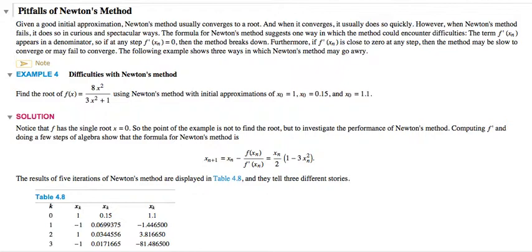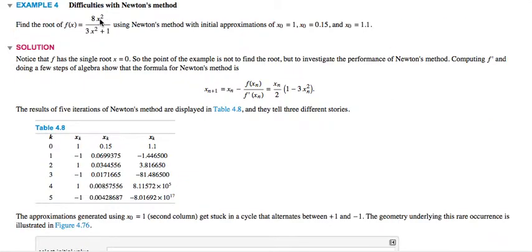Now this has to do with sequences and series, something that most people study in a pre-calculus course. But let's see what happens. So here we have f(x) = 8x^2 / (3x^2 + 1). We're going to use Newton's method with an initial approximation of 1. We'll look at another situation where it's 0.15, and another if you chose 1.1.